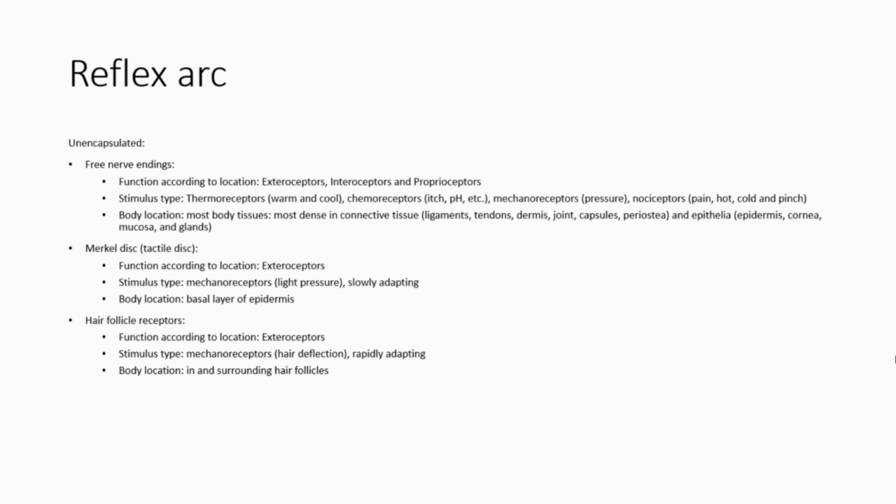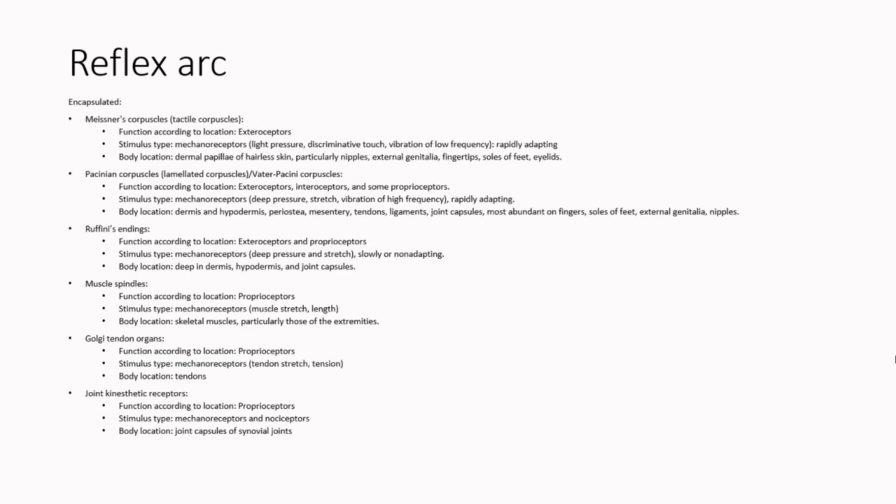Then we have this Merkel disc. They are exteroreceptors. Their stimulus type is mechanoreceptors. They are very slowly adapting compared to the hair follicle receptors, and they are based in the basal layer of the epidermis. Then you have these hair follicle receptors. They are also exteroreceptors. They are also mechanoreceptors, but it's not light pressure, it's hair deflection, and they are rapidly adapting. And we find them surrounding the hair follicles.